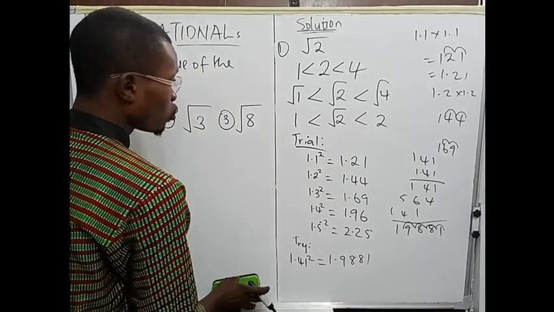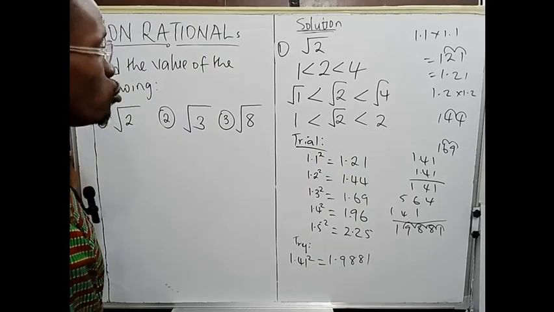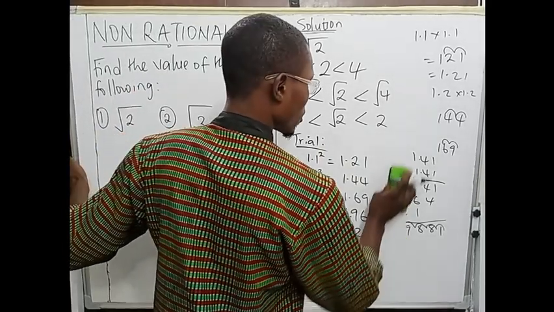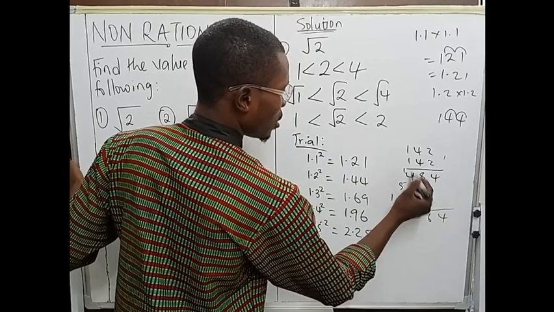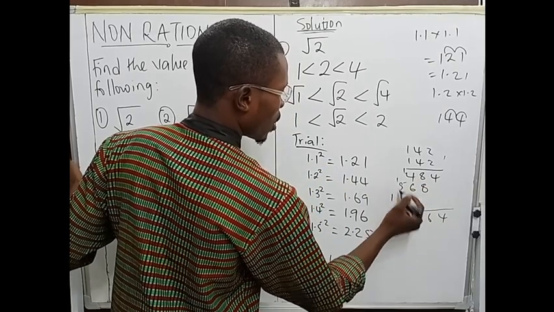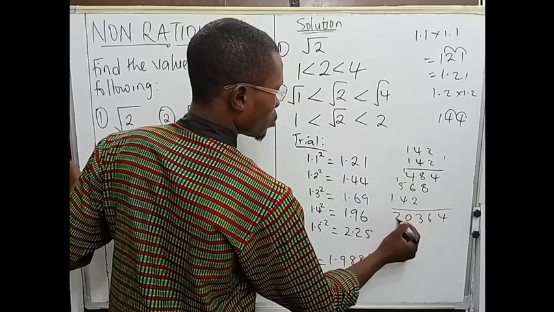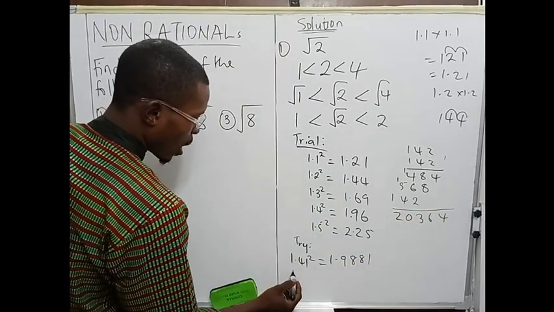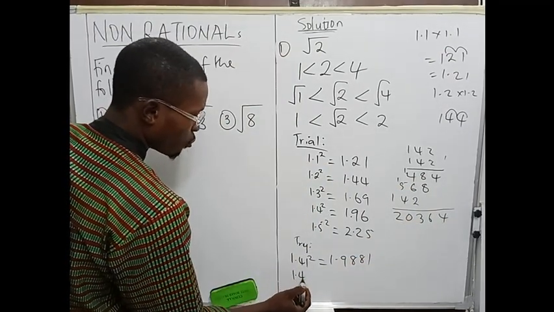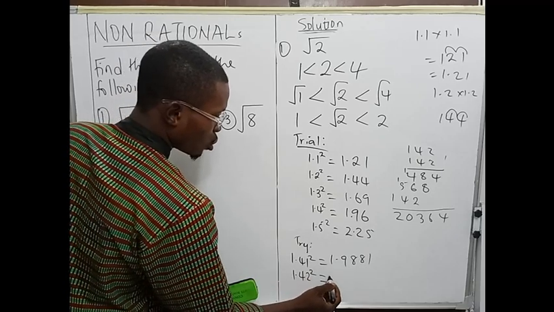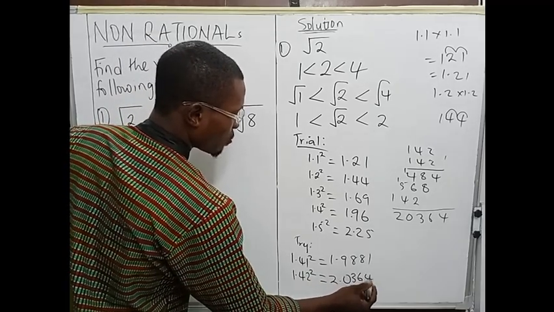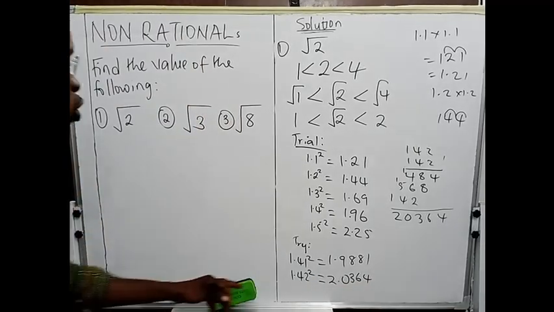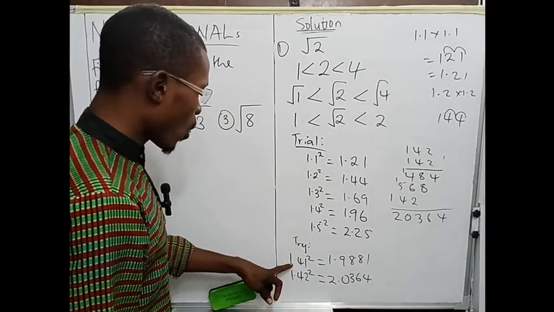1.9881. Very close to what? Very close to 2. Next, we'll try 1.42. 4, 16, 6 carry 1, 11, 13, 3 carry 1, 10, 0 carry 1, 2. Okay, so 1.42 squared is what? 2.0364. All right, so it will now be in between what?